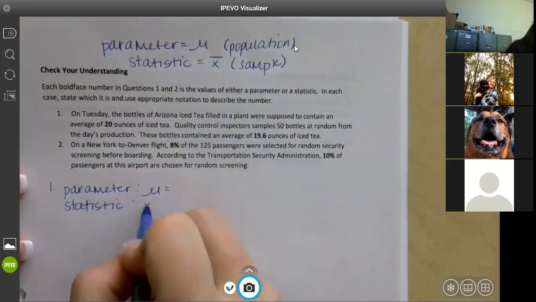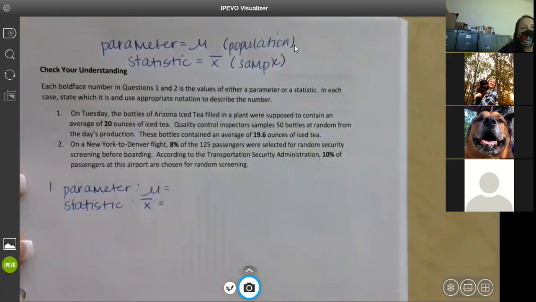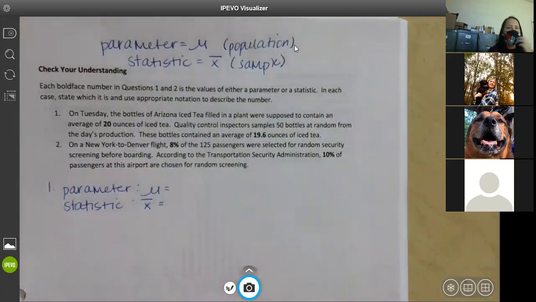And then we're gonna find the statistic, that's X bar. On Tuesday, the bottles of Arizona iced tea filled in a plant were supposed to contain an average of 20 ounces of iced tea. Quality control inspectors sampled 50 bottles at random from the day's production. These bottles contained an average of 19.6 ounces of iced tea. So which one was the population and which one was the sample?